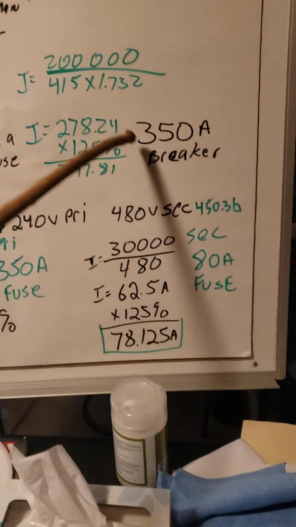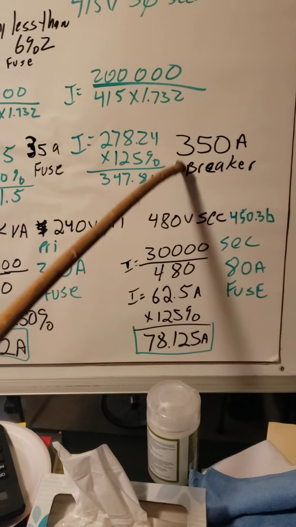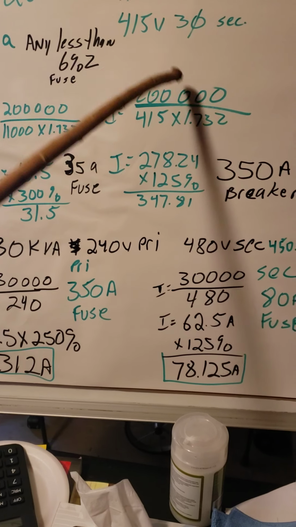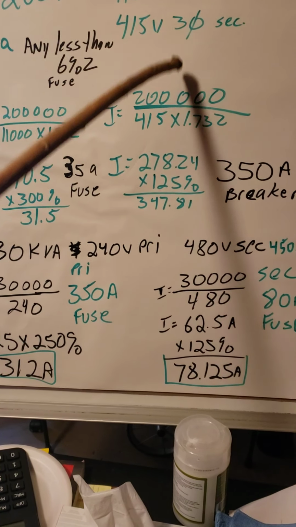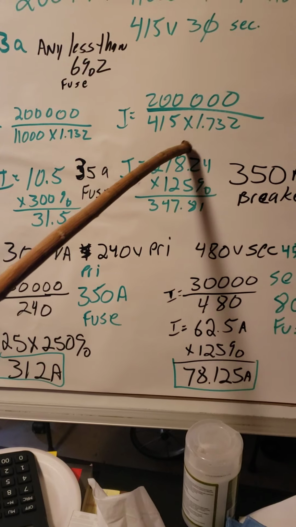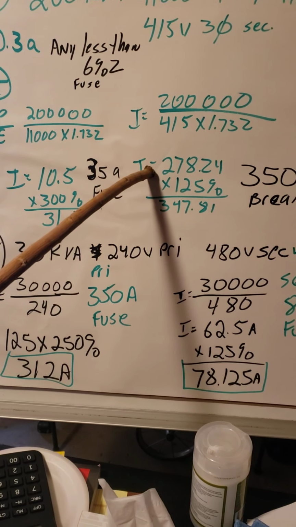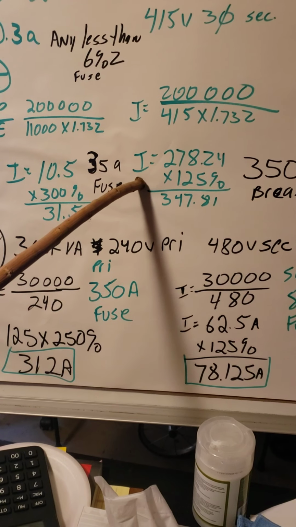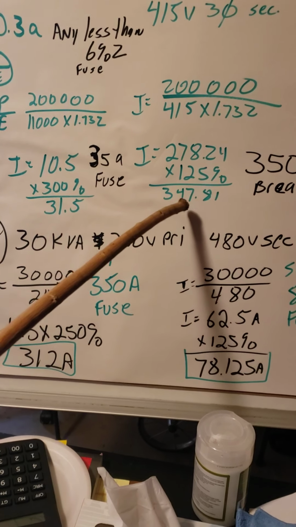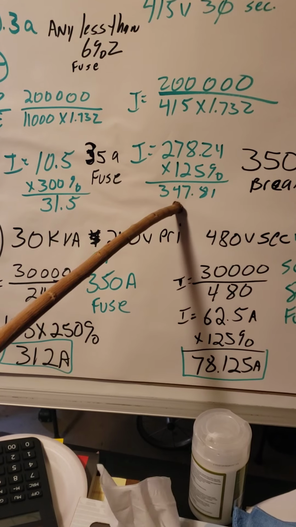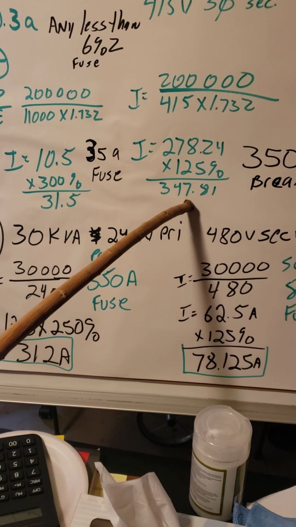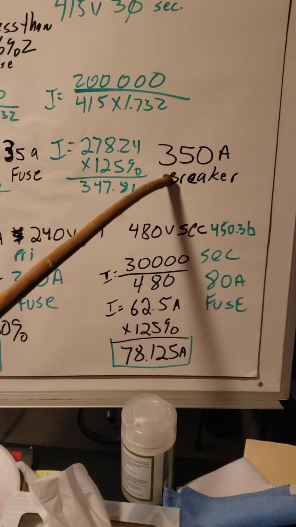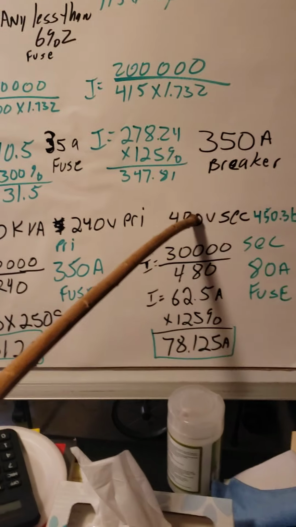On the secondary side, I have a breaker. So I get the 200,000 divided by 415. Again, three phase times 1.732 comes out to 278.24, multiplied by 125%, and it's 347.81. So it's a 350 amp breaker. Again, just go up to the next size up.